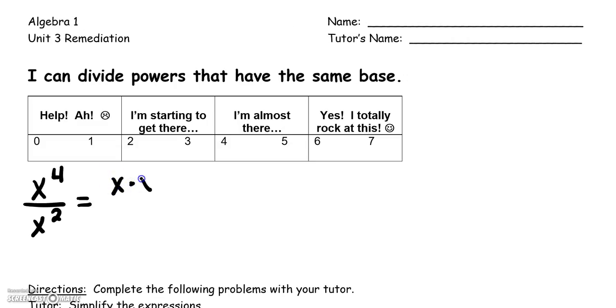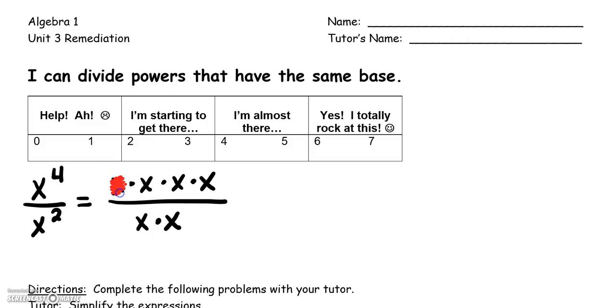X to the fourth becomes x times x times x times x. And in the denominator, x squared becomes just x times x. When we divide things that are the same, something that's the same in the numerator and the denominator, they divide to become 1. In other words, they cancel out.